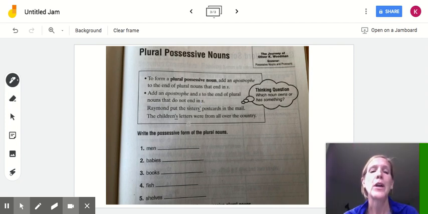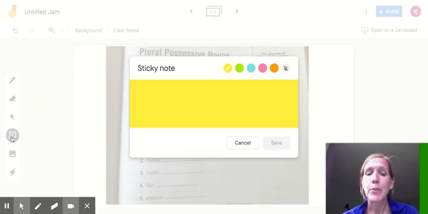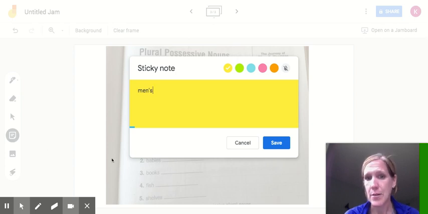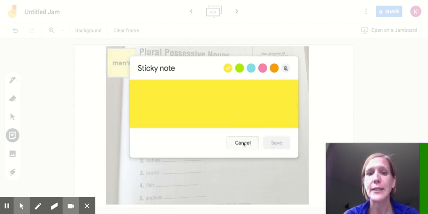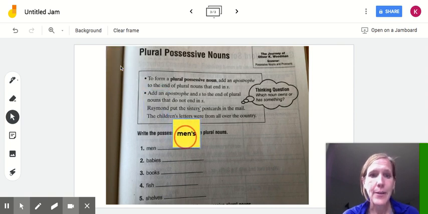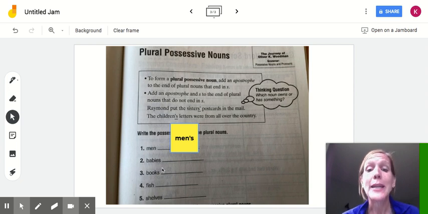Okay, all right, so let's take a look at number one. The direction is write the possessive form of the plural nouns. Number one, men. Men would be plural. It's more than one. Okay, more than one man are called men, but it does not end in an S. So to make it plural possessive, we're going to keep men and we're going to put men apostrophe S. Okay, men apostrophe S. So you're going to write that down here next to men. Right? Number two, babies, more than one baby, babies.